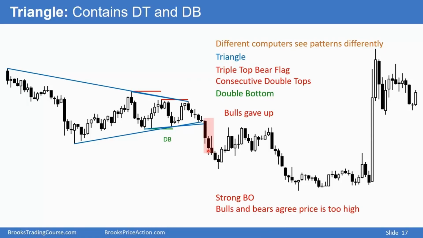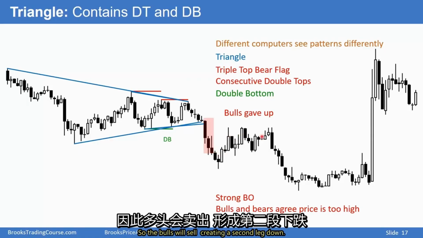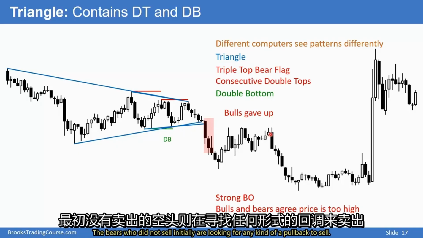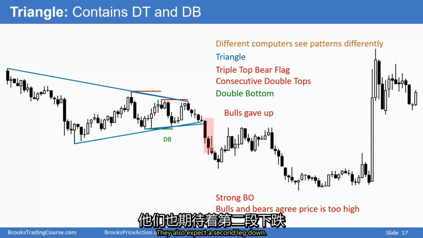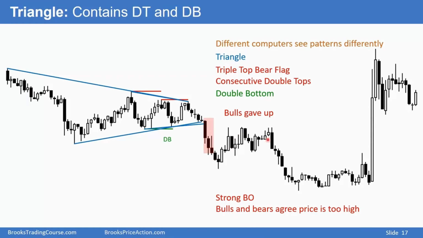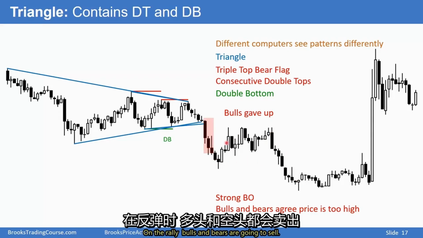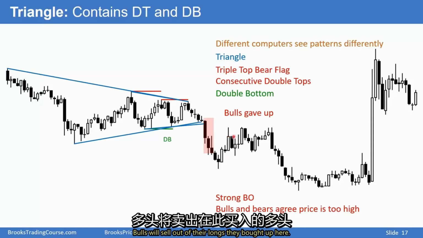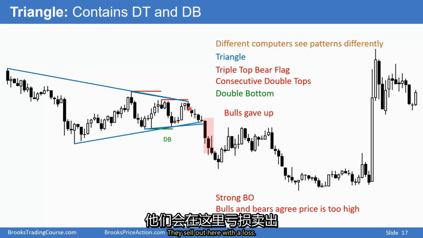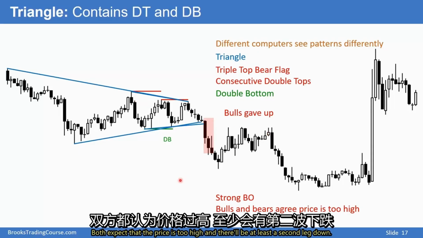The bulls who did not sell out here now decide the market's going down. They look for any rally to sell. So the bulls will sell, creating a second leg down. The bears who did not sell initially are looking for any kind of a pullback to sell. They also expect a second leg down. On the rally, bulls and bears are going to sell. Bulls will sell out of their longs. They bought up here. They sell out here with a loss. And the bears will sell as well. Both expect that the price is too high and there'll be at least a second leg down.